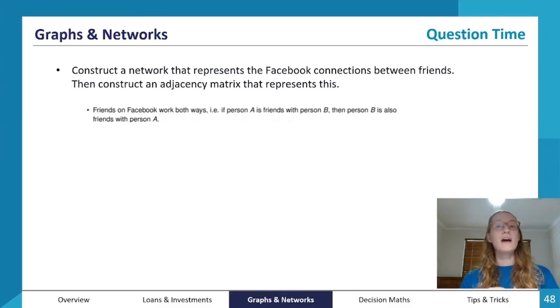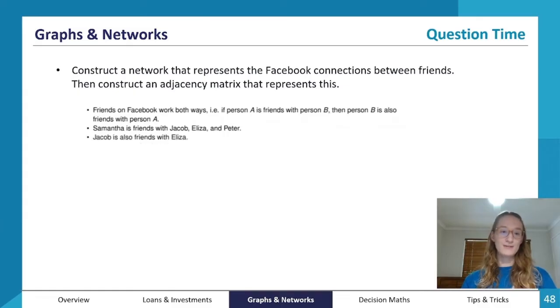Whereas if we were talking about Instagram, for example, we would be using a directed graph because we would say, will they follow them? But do they follow them back? So we'd end up with that directed graph. But here we're talking about the both way connections. So the people we're talking about are Samantha, Jacob, Eliza, and Peter, and we're modeling their connections on Facebook.